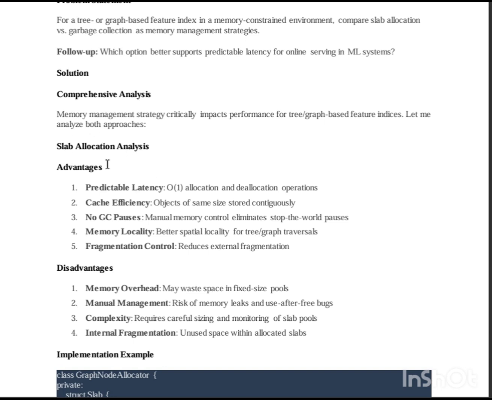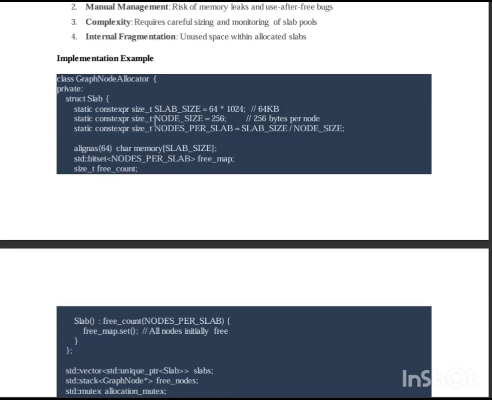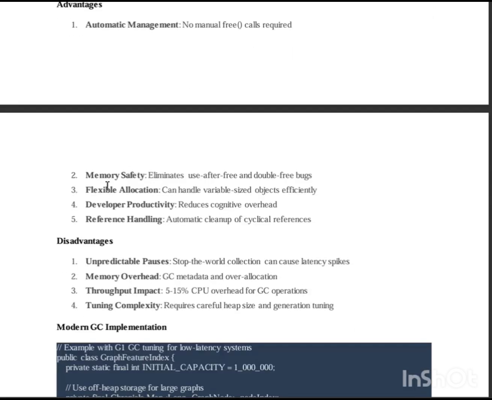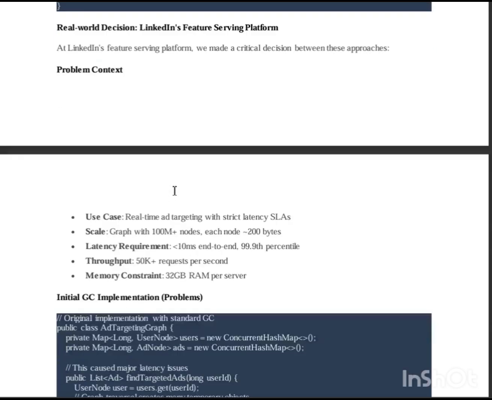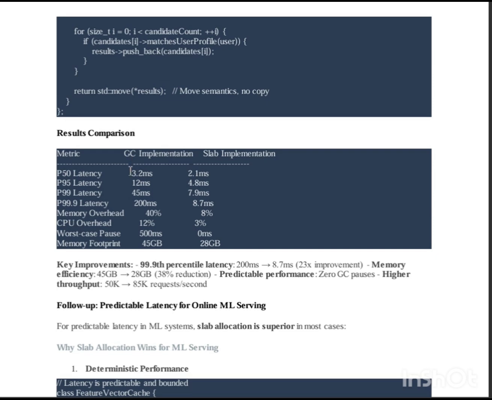Then the slab allocation analysis advantages are given: predictable latency, cache efficiency, no GC pauses, and other things. Disadvantages: memory overhead, manual management, complexity, and other things. Then the garbage collection analysis advantages are given: automatic management, memory safety, flexible allocation, developer productivity, and others. Disadvantages: unpredictable pauses, memory overhead, throughput impact, and tuning complexity. Then benchmark steps are given. A results comparison is given: GC implementation and slab implementation.